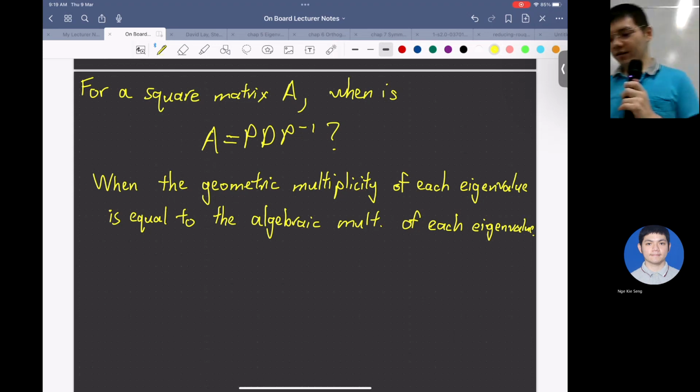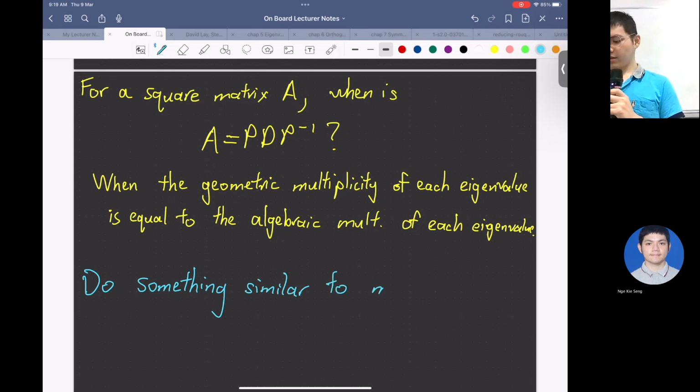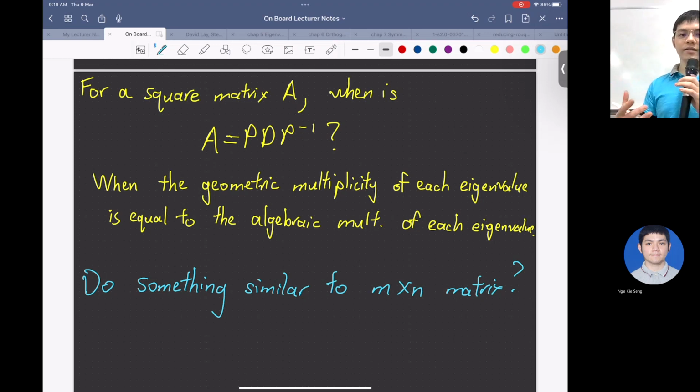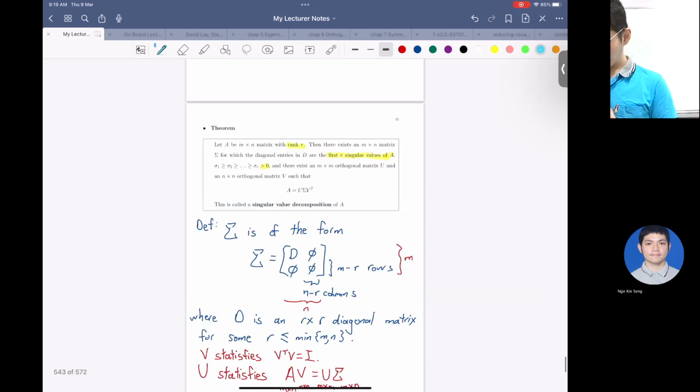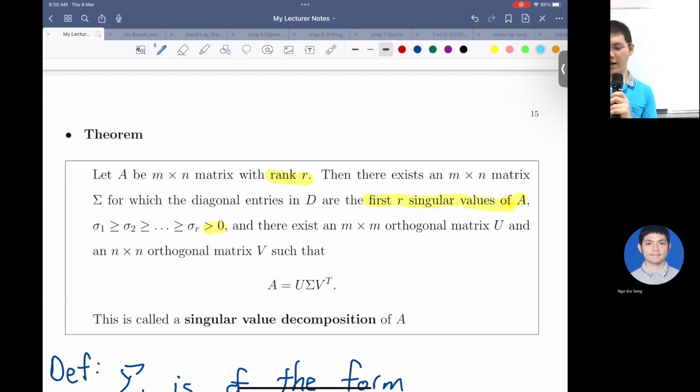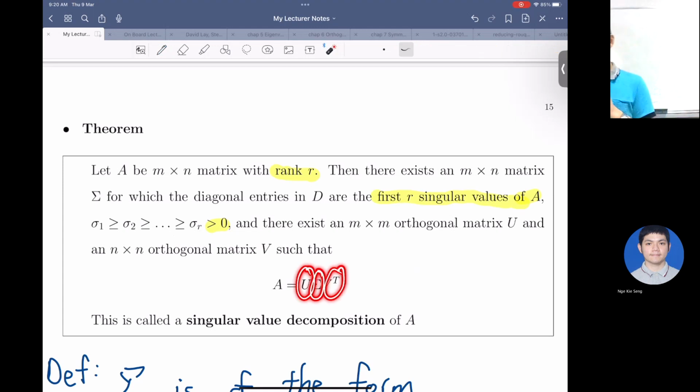But you also can ask a question: can we do something similar for a non-square matrix? Something similar for any m by n matrix? The answer is yes, we can do something similar. Let me bring the statement now. If we have an m by n matrix with rank r, then we can find these three matrices, U, sigma, and V transpose, such that sigma here is also an m by n matrix, the same size as the original matrix.